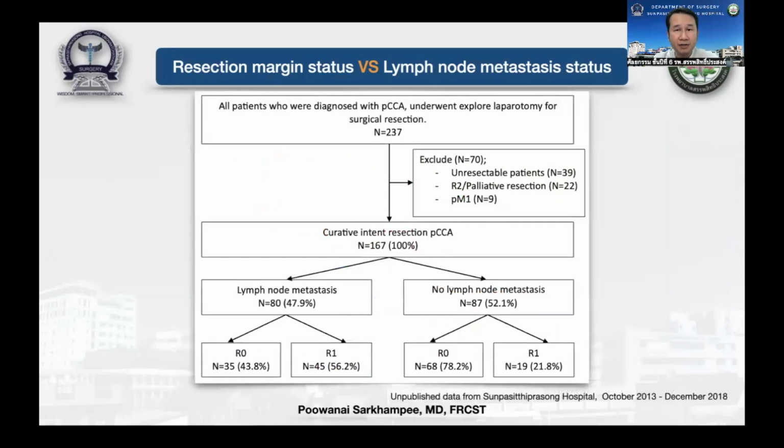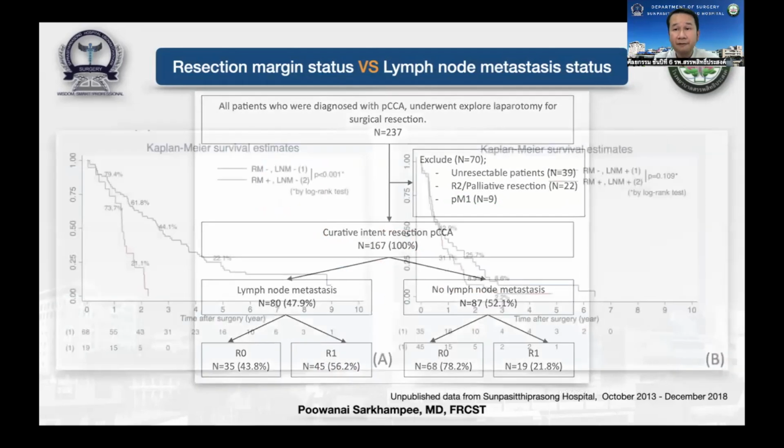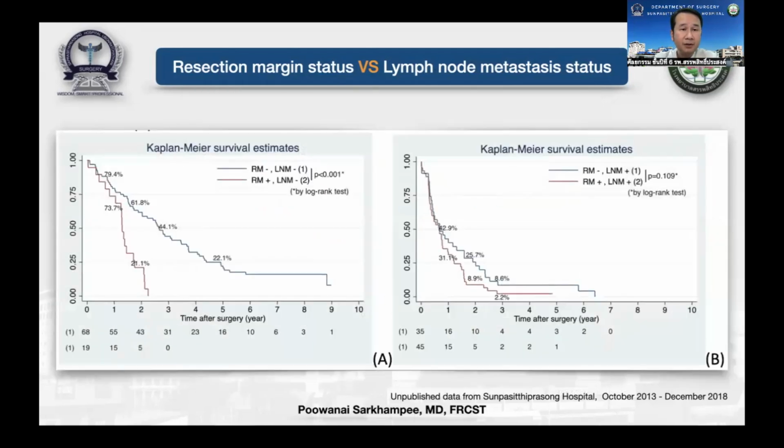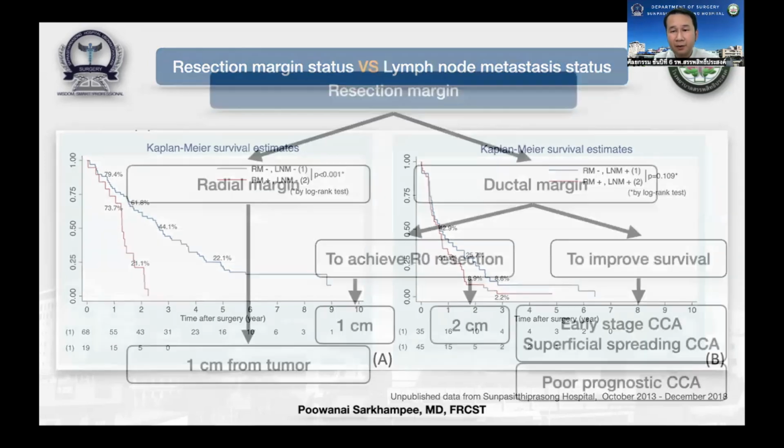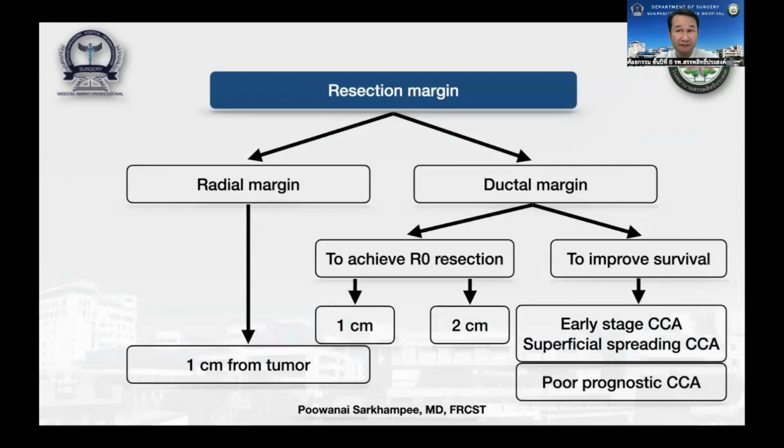As in our series, we collected the data of perihilar cholangiocarcinoma and divided it into two groups, lymph node positive and lymph node negative. We found the same results. In the lymph node negative group, R0 resection had a better outcome than R1 resection, but in the lymph node positive group, R1 and R2 had the same survival outcome. Therefore, for patients with poor prognostic factors, surgical margin makes no difference. So I think there's a role for neoadjuvant treatment in patients with lymph node metastasis.